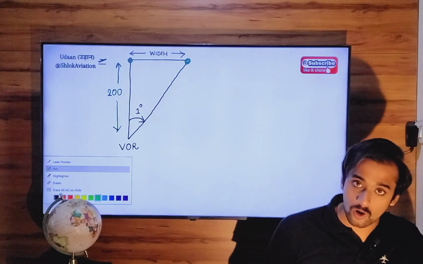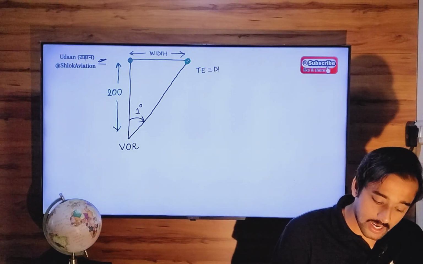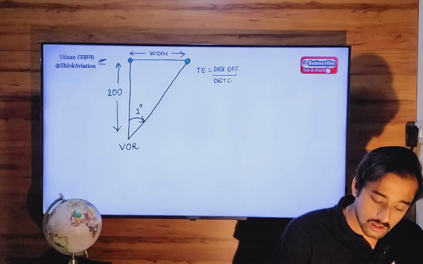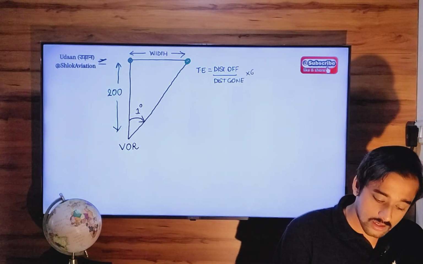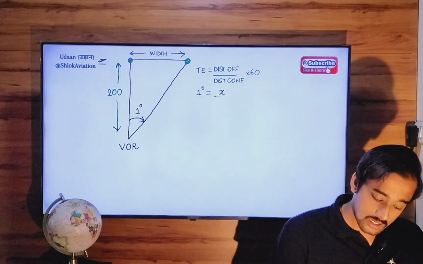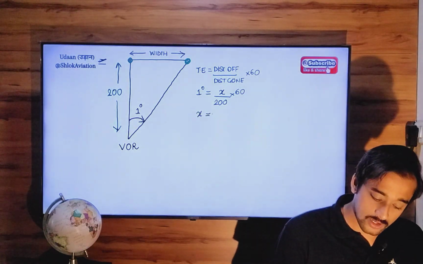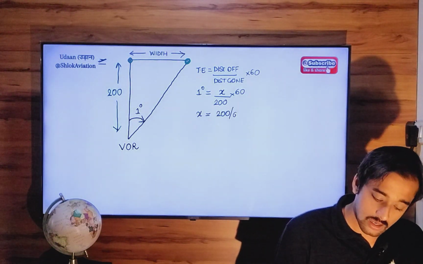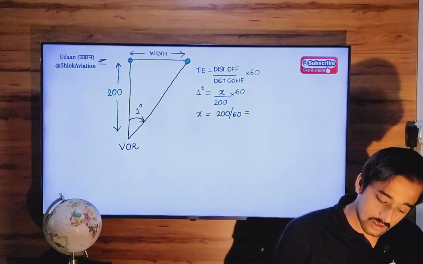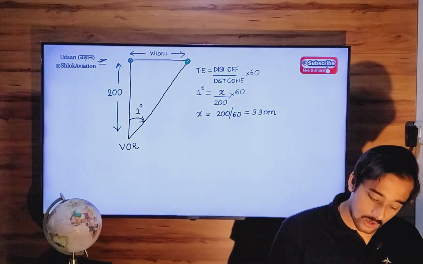Using the 1 in 60 rule formula. Let's use that. Track error is equal to distance off track divided by distance gone into 60. So track error is 1 degree. Distance off track we have to find out. Distance gone is 200. So distance off track is 200 divided by 60, which is equal to 3.3 nautical miles.